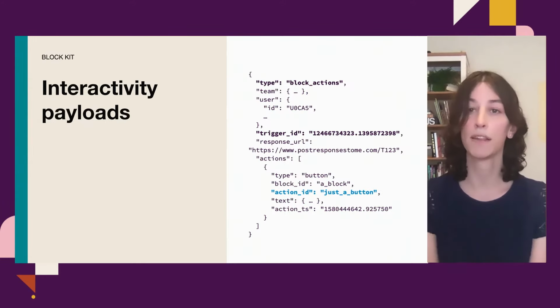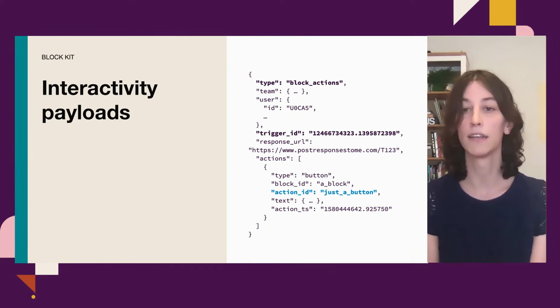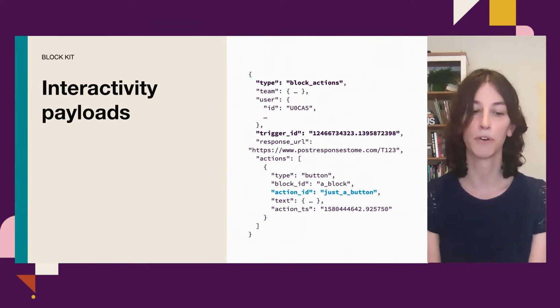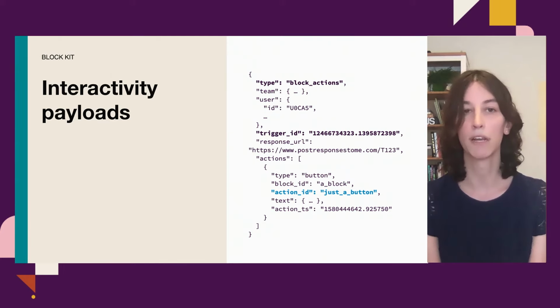And this is what that payload is going to look like. It shows you the type of event, the action ID that directly correlates with that button, as well as a trigger ID, which shows user intent and allows you to open a modal. And Bolt has a common listener pattern that Steve will talk about that makes it easier to respond and listen to these interactions happening within Slack.